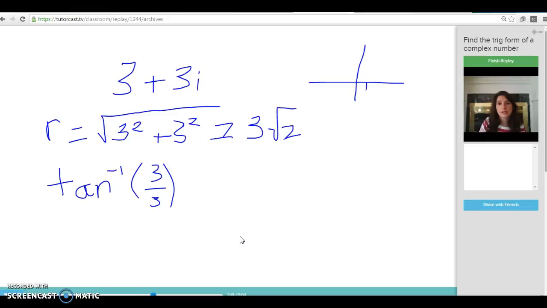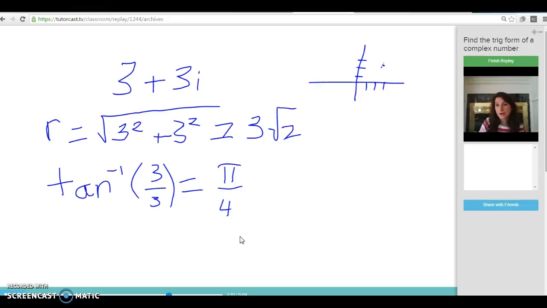So our complex number is 3 units over on the real axis, 3 units up on the imaginary axis. So the number we're talking about is right there. So when we do our tangent, we just need to make sure that we have a first quadrant angle. So whose arctangent is 1 in the first quadrant? It's pi over 4.